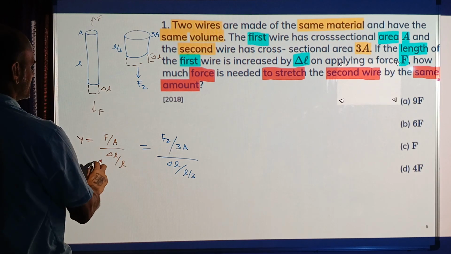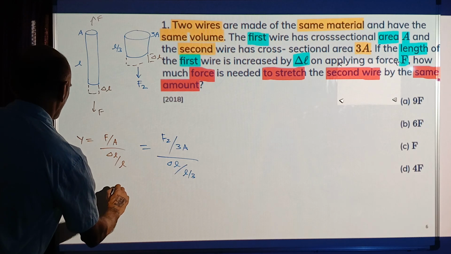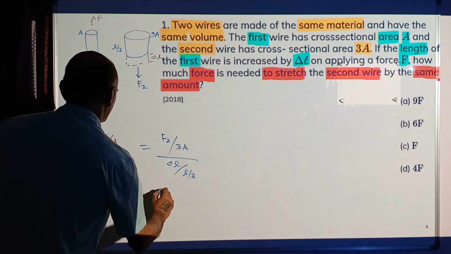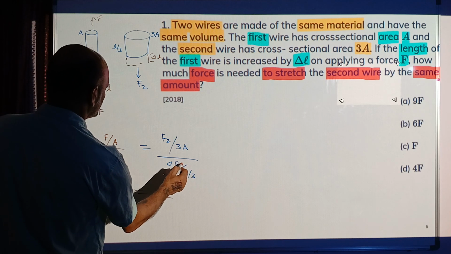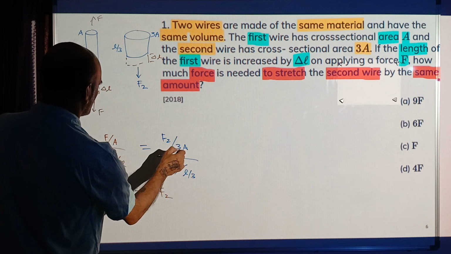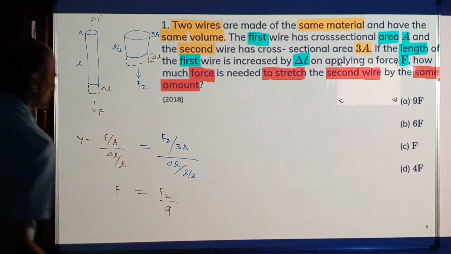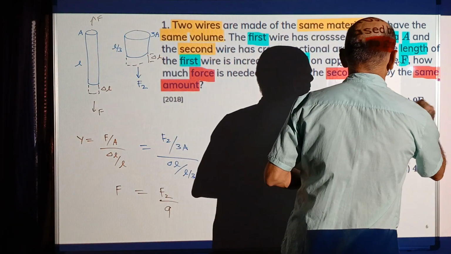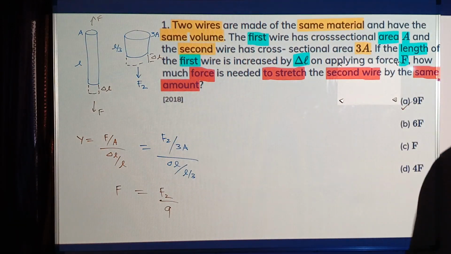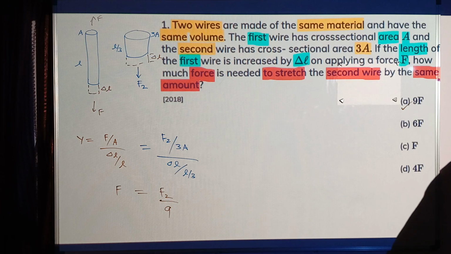So A can be cancelled, delta L can be cancelled, L can be cancelled. F will remain here, and here F2. And this 3 will go here and become 3, and this 3 will go in the denominator. So it will become F2 by 9. So F2 is 9F. A is the correct answer.